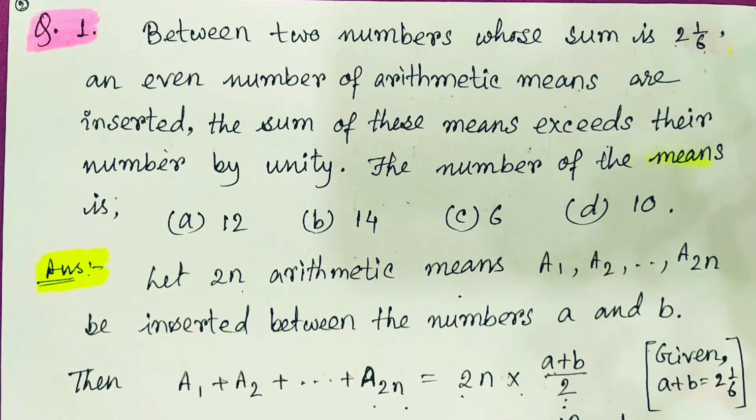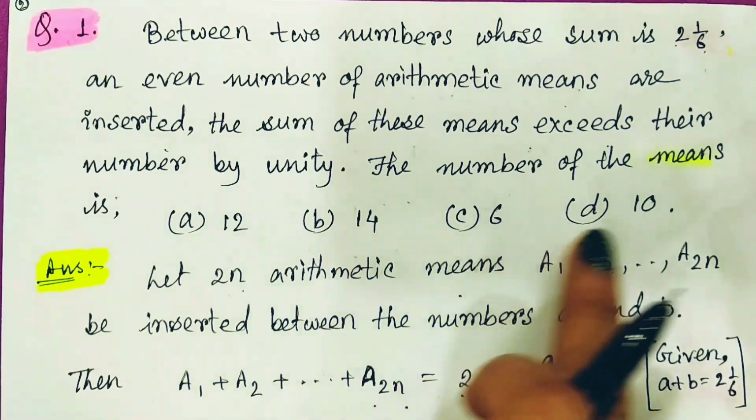Another example. Between two numbers whose sum is 2 1/6, an even number of arithmetic means are inserted. The sum of these means exceeds their number by unity. Then the number of the means is 12 or 14 or 6 or 10.